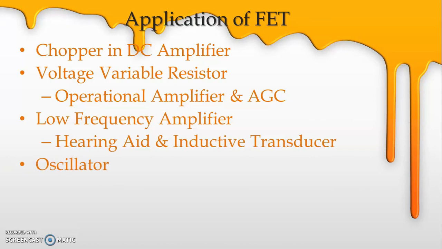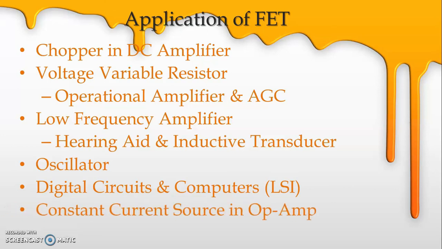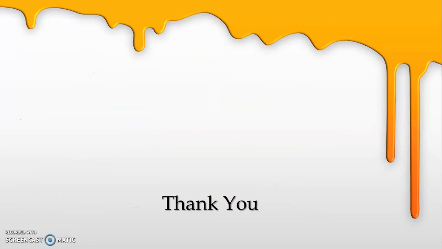It can be used as an oscillator. In case of digital circuits, large scale integration and in computers, it can be used. It can be used as a constant current source in operational amplifier. So this is all about construction, working of field effect transistor. We have seen applications as well as advantages of field effect transistor over bipolar junction transistor.